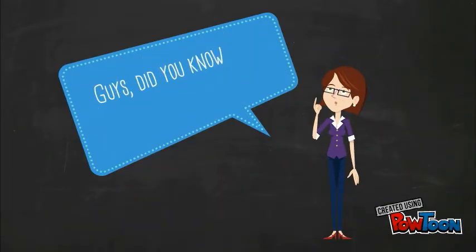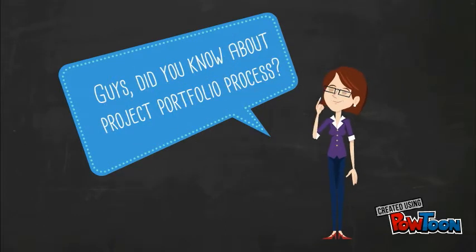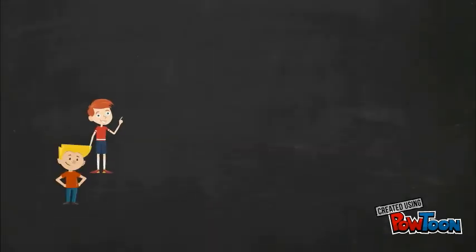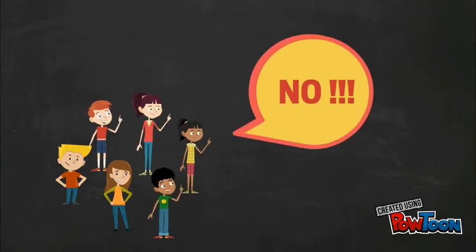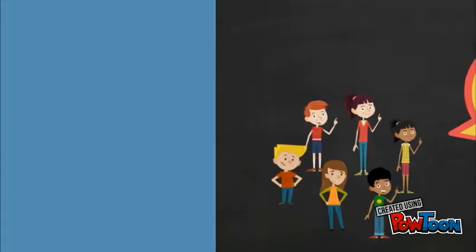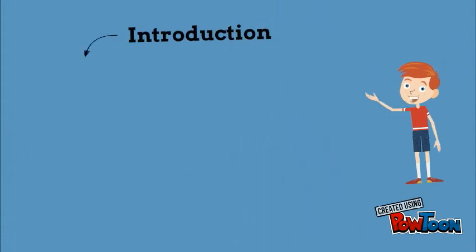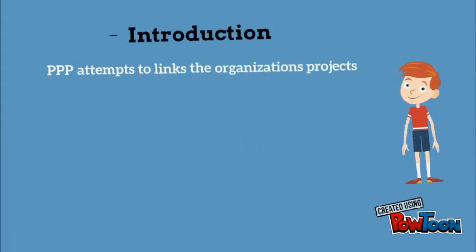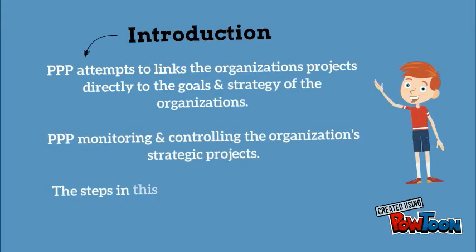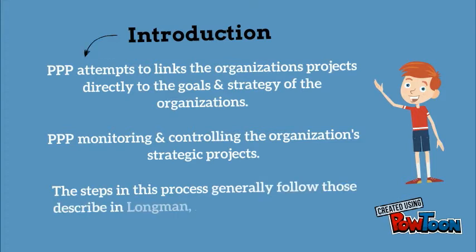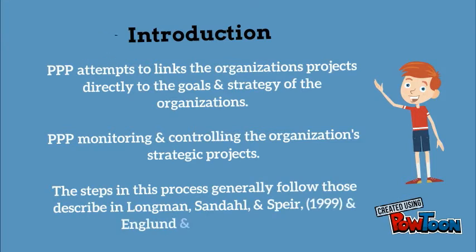Guys, did you know about the project portfolio process? PPP attempts to link the organization's projects directly to the goals and strategy of the organization. This involves monitoring and controlling the organization's strategic projects. The steps in this process generally follow those described in Longman, Sender and Spire 1999 and England and Graham 1999.